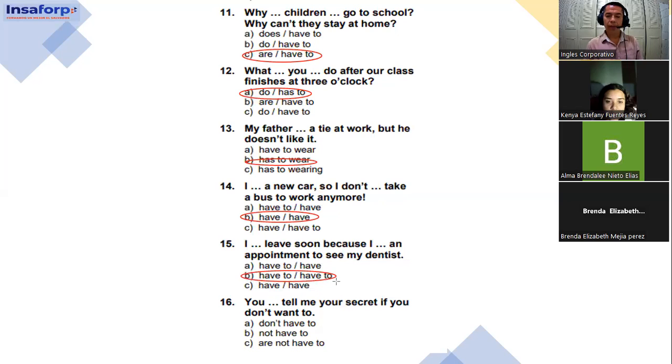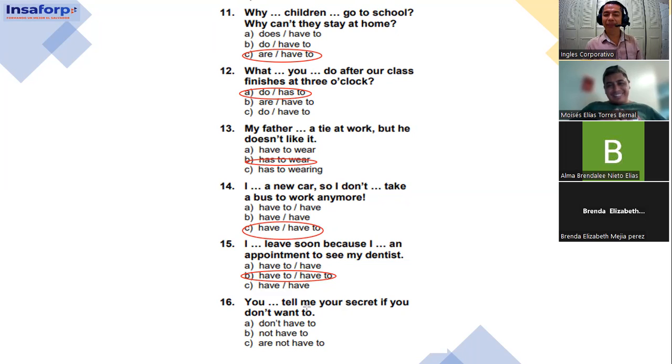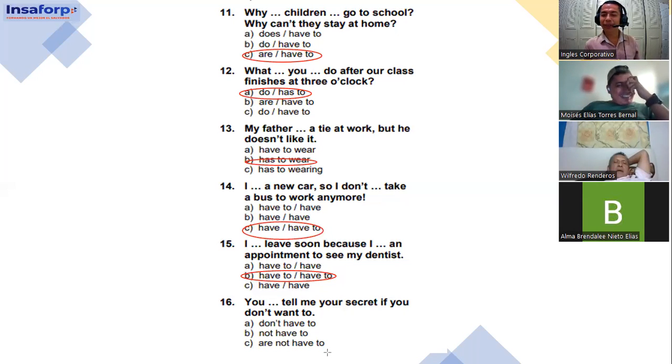Teacher, ¿puedo corregir la mía? No. Number 14. Brenda Lee, number 14. Sí, creo que es la letter C. Letter C, right? Okay. Letter C. Le dio copia, Wilfredo. No, I guess it's Moisés. Okay. No, number 16. Lo están acusando ahí, Wilfredo.